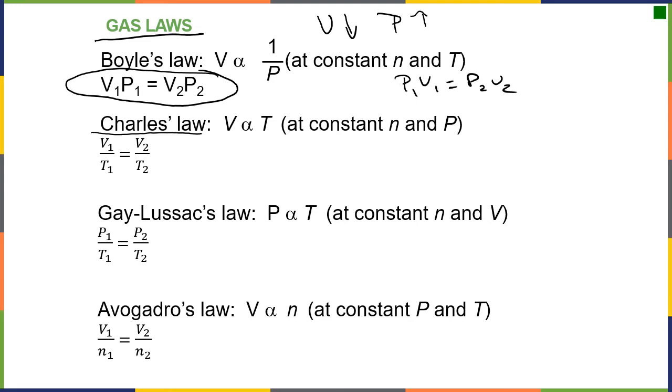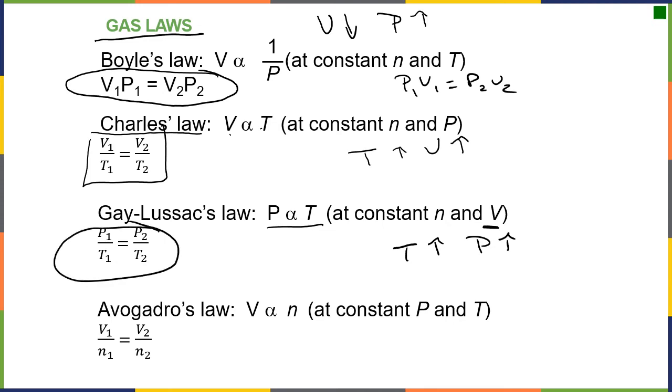Charles's law is a relationship between volume and temperature. We know as the temperature goes up, volume is going to go up, giving us V1 over T1 equals V2 over T2. Now, Gay-Lussac's or Amontons's law is a similar thing except for pressure and temperature. If we hold our volume constant, as the temperature goes up, the pressure goes up, and our law is P1 over T1 is equal to P2 over T2. By the way, these are all on your equation sheet.